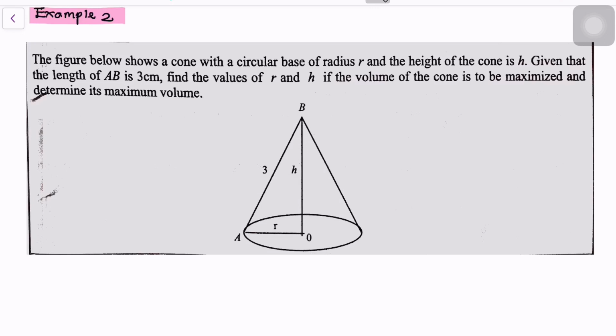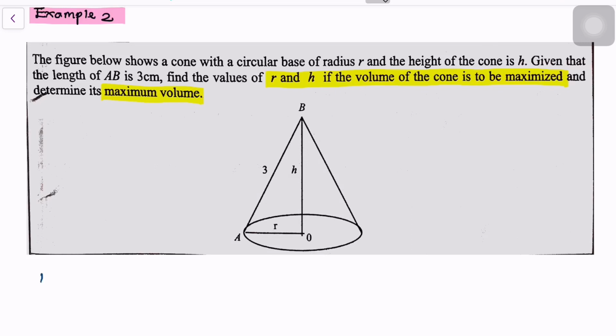So the figure below shows a cone with a circular base of radius r, and the height of the cone is h. Given that the length of AB is 3 cm, find the values of r and h if the volume of the cone is to be maximized. Okay, so kita nak dapatkan nilai r dan h if the volume is to be maximized, and lastly kita nak determine the maximum volume. So seperti biasa kita akan ikut step yang kita dah bincang sebelum ni. Kita ada 5 steps, so we're going to follow the steps accordingly.